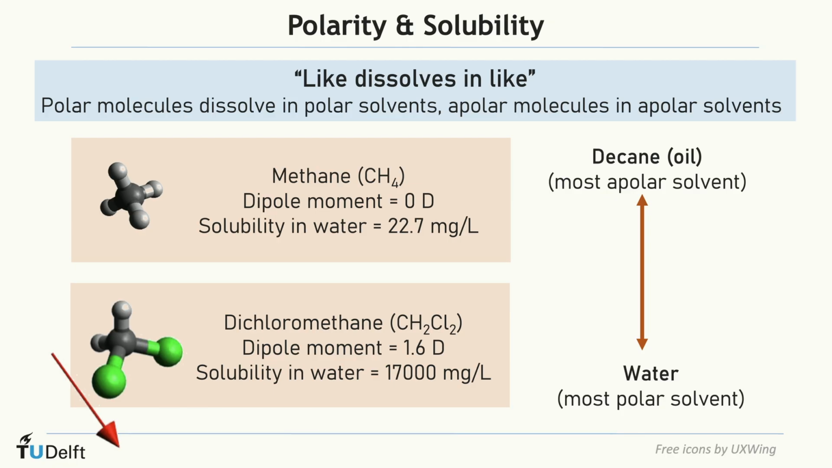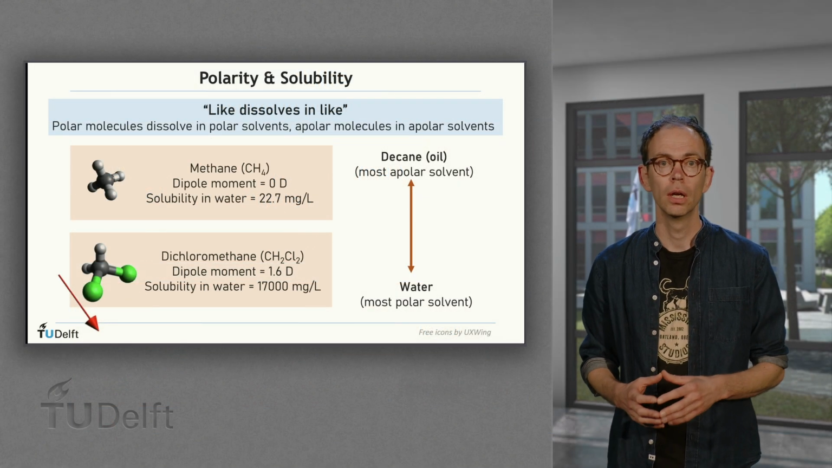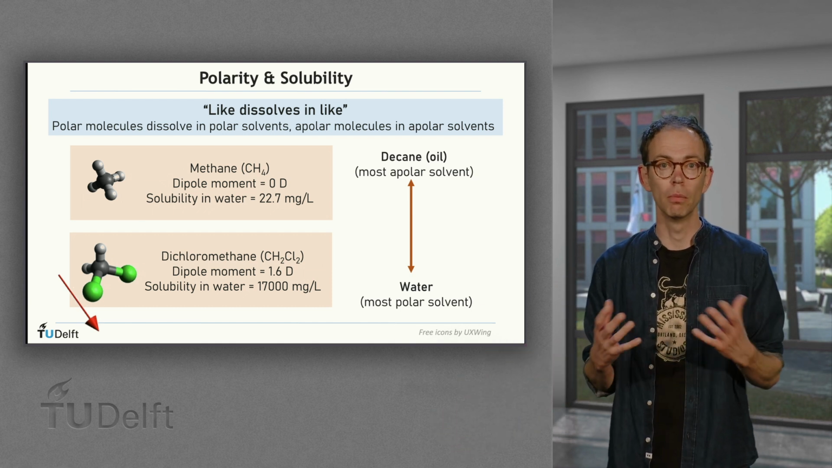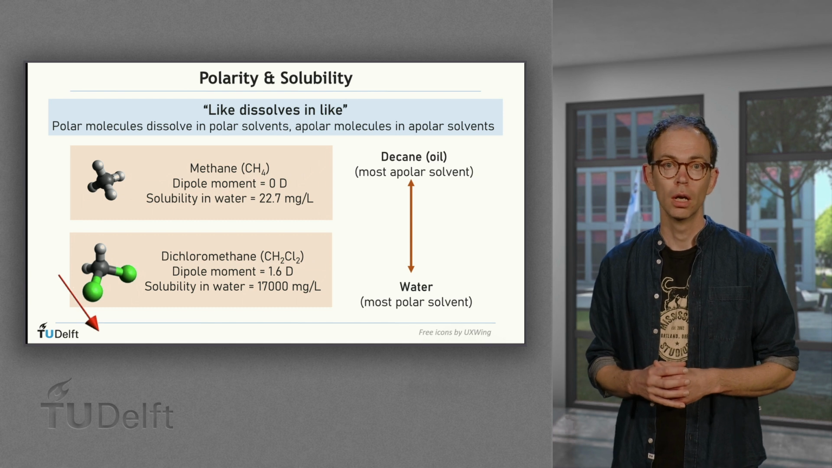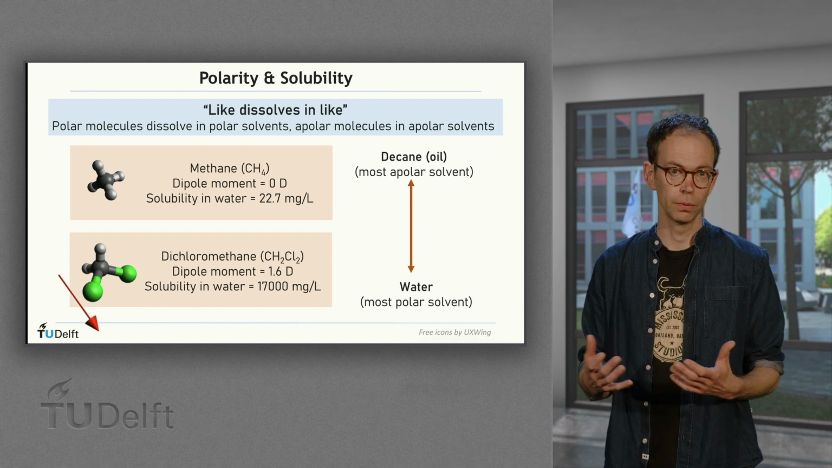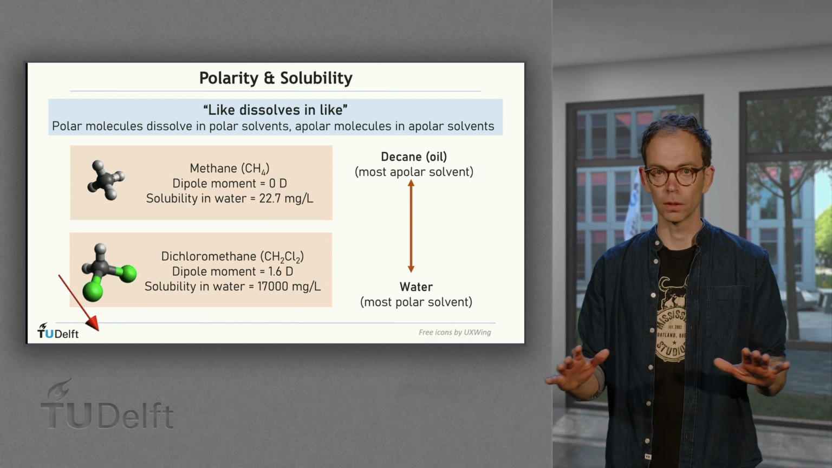There is a very simple principle to predict what sort of solvent will dissolve what sort of molecule. It's known as like dissolves like. Polar molecules will dissolve more easily in polar solvents. Apolar molecules dissolve more easily in apolar solvents. We can consider a polarity scale. Water is generally considered the most polar common solvent. On the other side of that scale are very apolar compounds such as oils. For example, decane is an oil and it's very apolar.